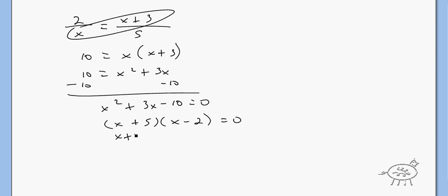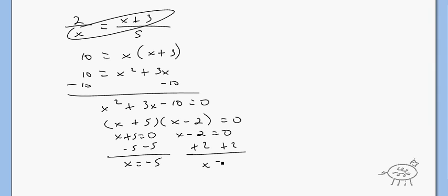So x plus 5 equals 0. x minus 2 equals 0. Minus 5, so x equals negative 5. And add 2. x equals 2. Okay, so my answers are x equals negative 5 and 2.